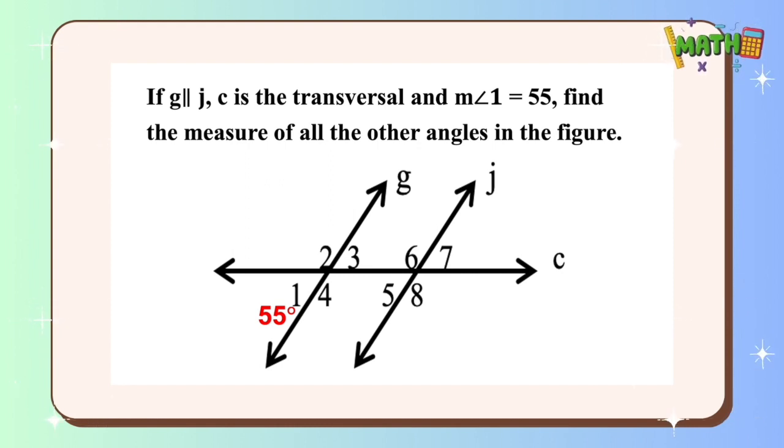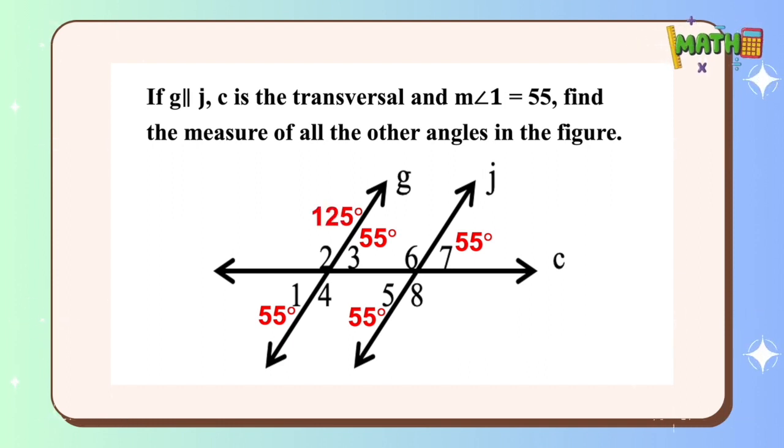There are many angle pair relationships that you can use to obtain the measures of the different angles. Again, angle 1 is 55 degrees. The measure of angle 5 is 55 degrees, since angle 1 and angle 5 are corresponding angles. The measure of angle 3 is 55 degrees, since angle 3 and angle 5 are alternate interior angles. The measure of angle 7 is 55 degrees, since angle 3 and angle 7 are corresponding angles.